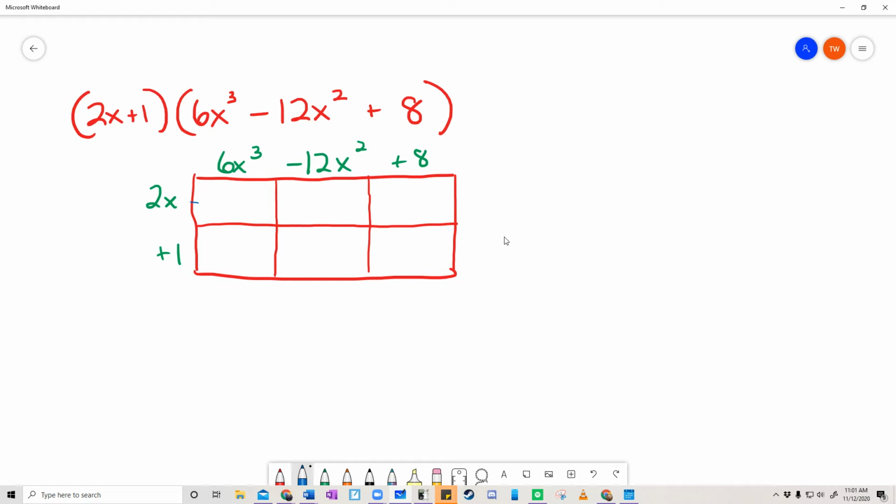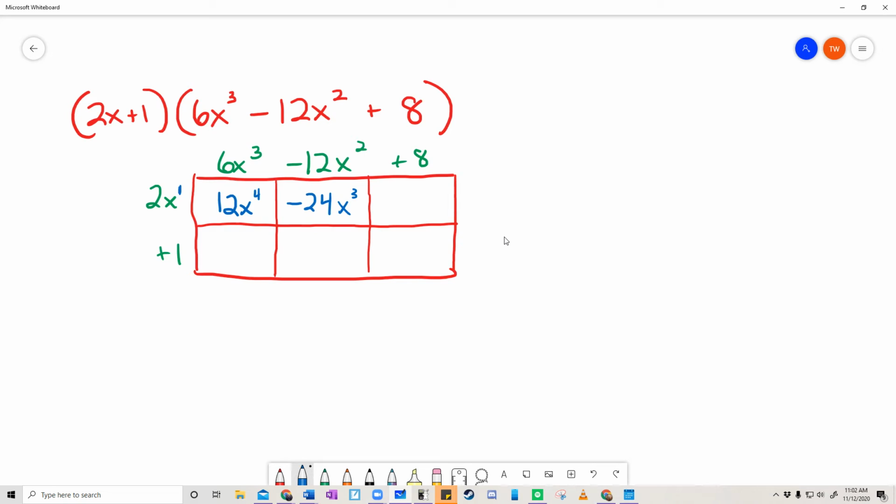So 2x and 6x to the third, when I multiply them, gives me 12x to the 4th power. And then if I keep going to the right, 2x times negative 12x squared, I get negative 24. I'm going to multiply the coefficients, and then I multiply the x's. I get x to the third. I'm just going to add the exponents. There's really an exponent of 1 there. You could add that if you wanted. Just put it in there to remind yourself.